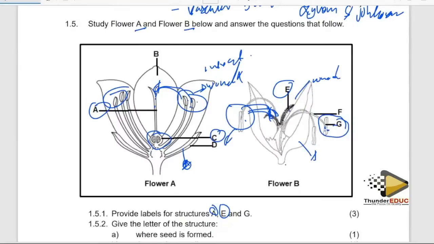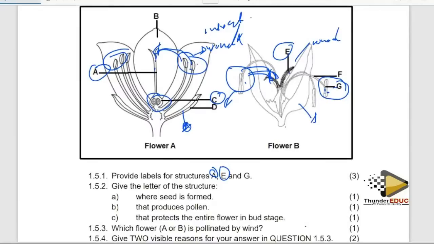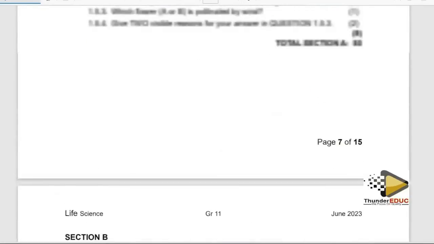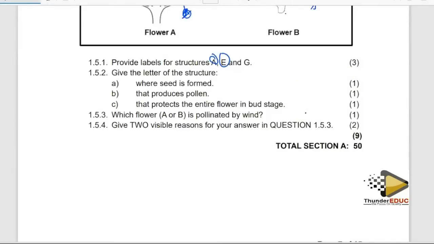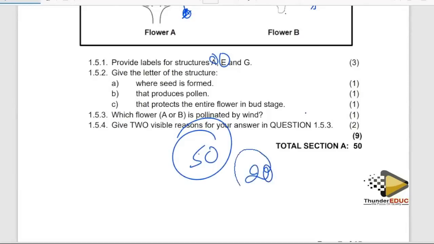Stigma is basically feathery so that it can trap those pollen grains. So it means that you could write this section out of 50 within 20 minutes. Yes, within 20 minutes, and you're able to get it. But as a scientist, you are supposed to write it for 50 minutes. Let's go to the next question, and then we see.